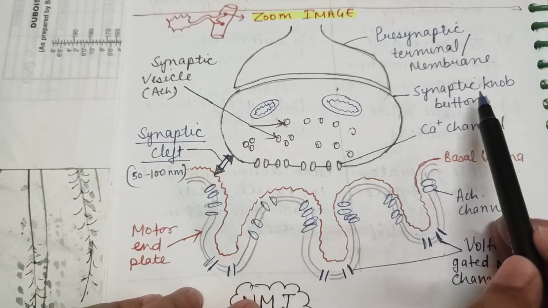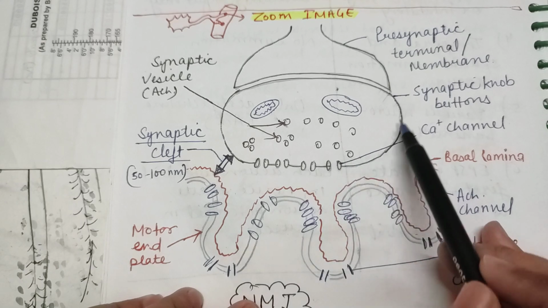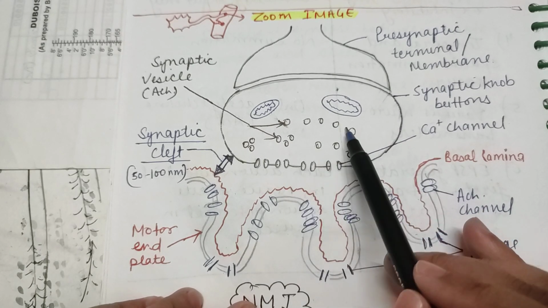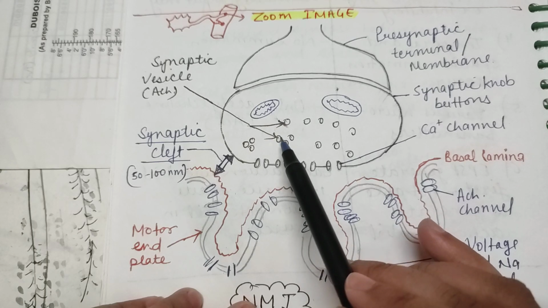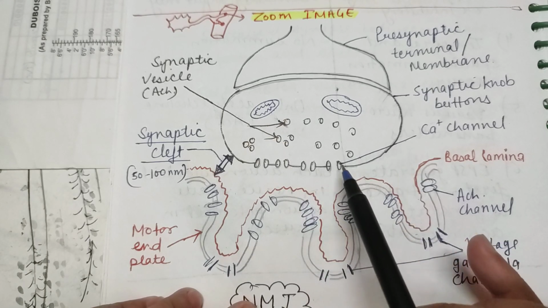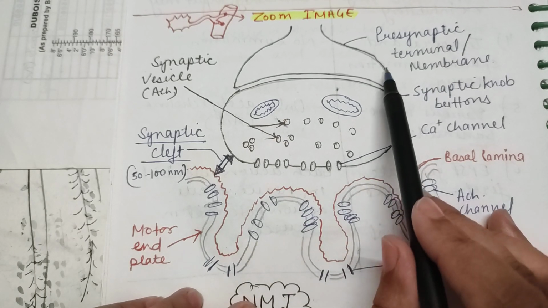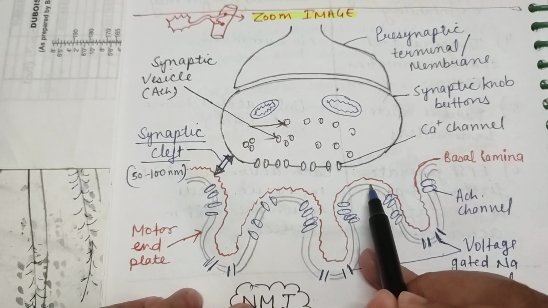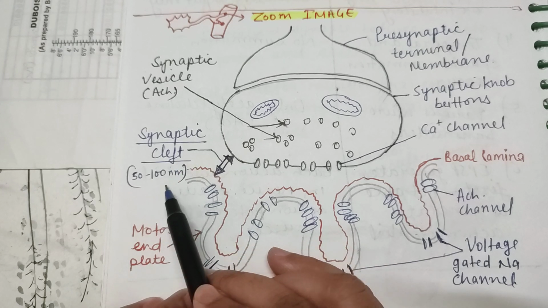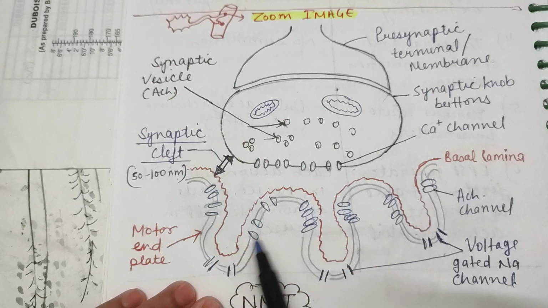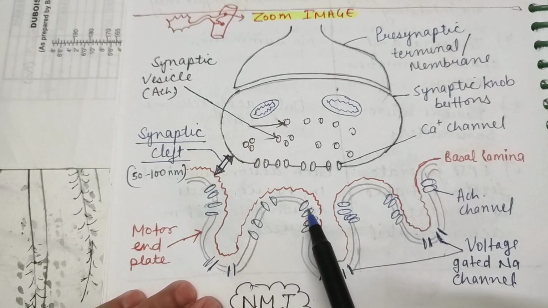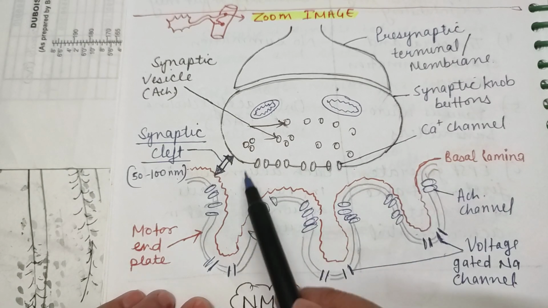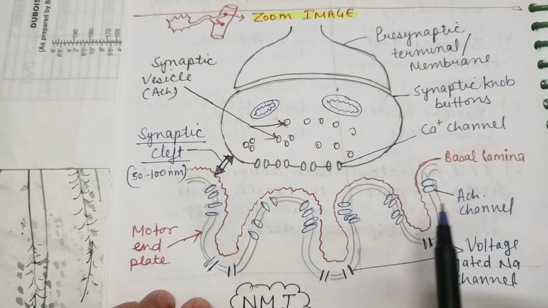Fine. So we have this terminal button or synaptic knob in which we have vesicles present over here. We have neurotransmitter packed in these vesicles, right? We have calcium channels on this terminal, which is a presynaptic terminal. Okay, the space between both the membranes is called the synaptic cleft. We have some dimension of this synaptic cleft. The muscle membrane is basically having foldings, fine, so that we can have more surface area and more receptors at this level.